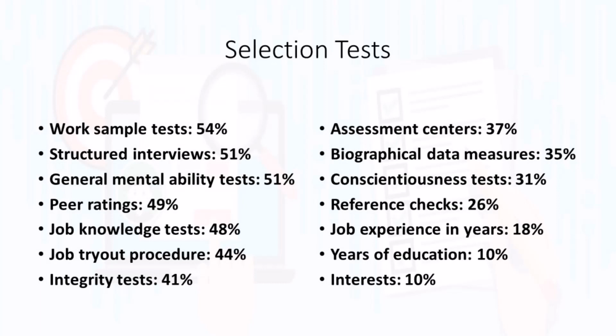Here are some of the most popular selection tests. The percentages next to each test represent its predictive validity. The most predictive test is a work sample, which identifies high-performing applicants about half, 54% of the time.